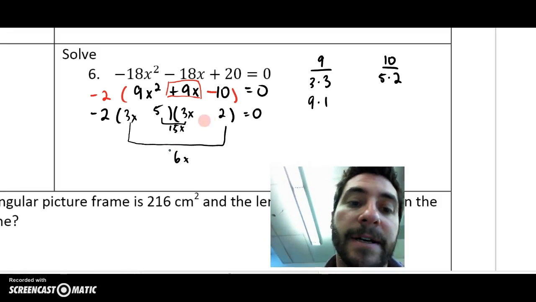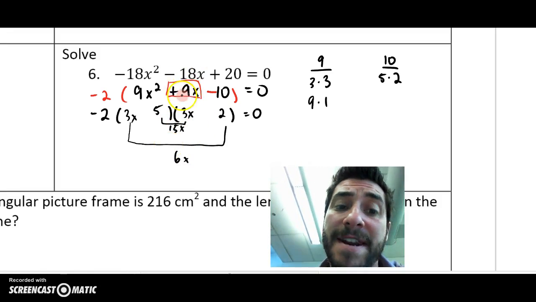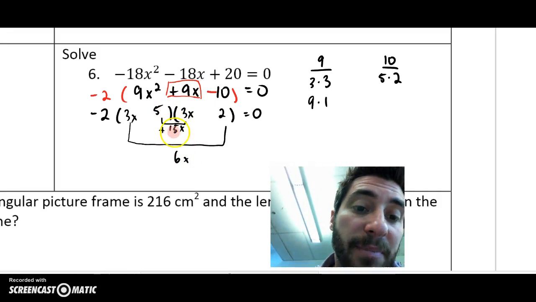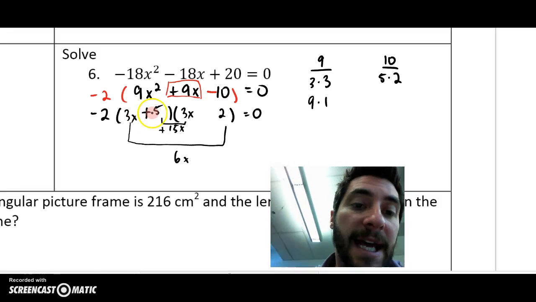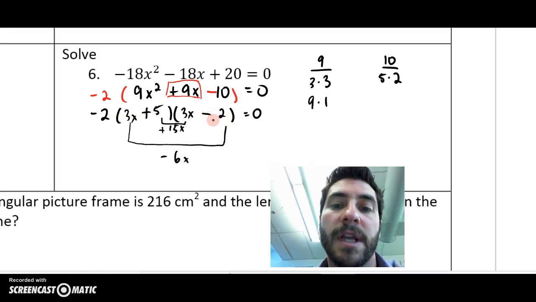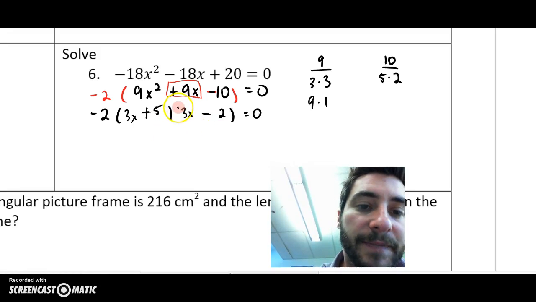Alright. So, now let's just figure out what signs need to go where. I want 9 positives left over. So I'm going to want the bigger one to be positive. So I'm going to want the 15x's to be positive. I'm going to want the 6x's to be negative. So the 6x's to be negative. Alright, so we've got our factor. This problem is now factored.